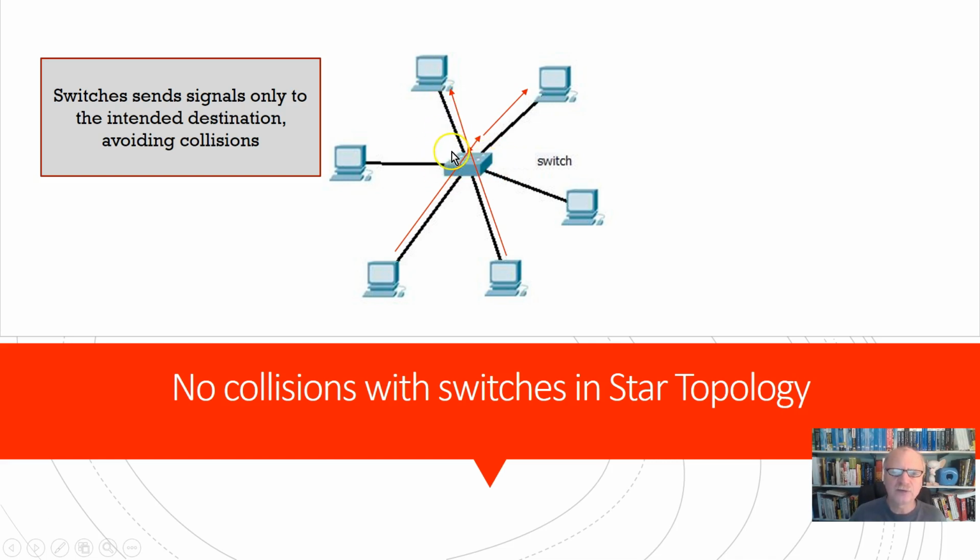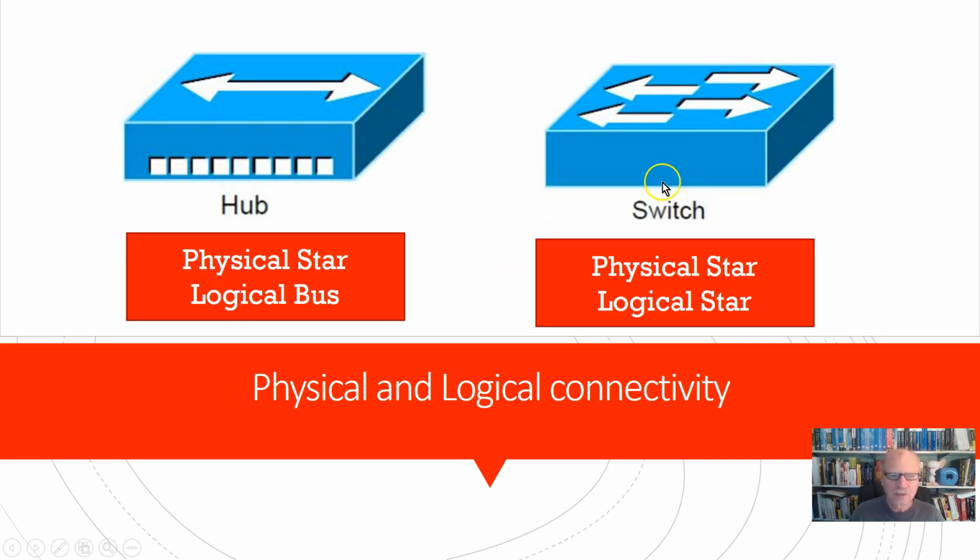We would say that each of these computers is on its own collision domain. Whereas with the hub, we would say that all of the computers are on one collision domain. So with a hub, we still have a physical star. Physically connected, it's a star.